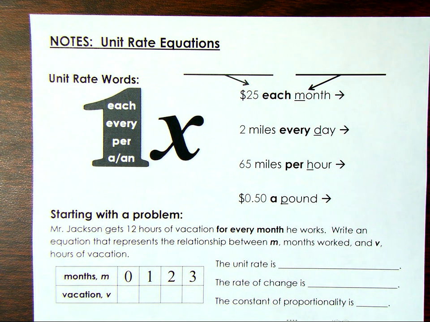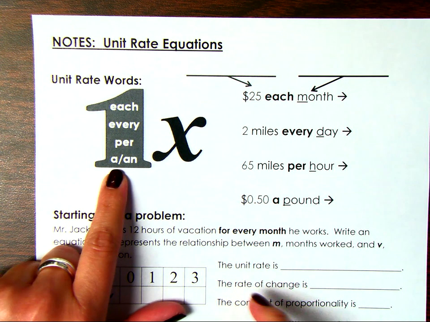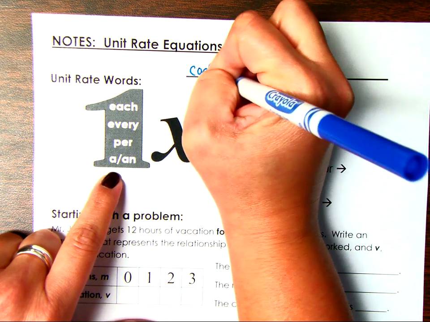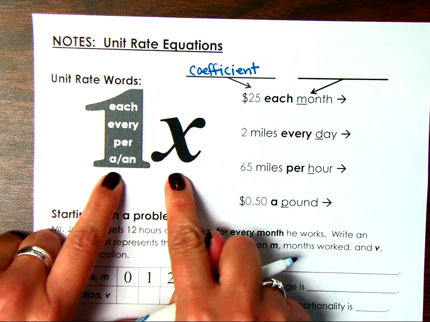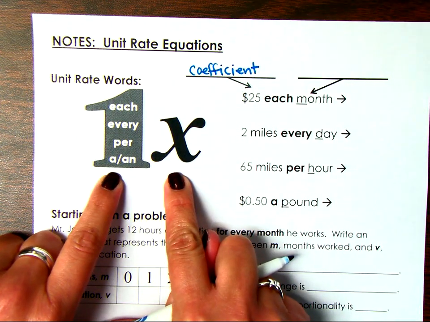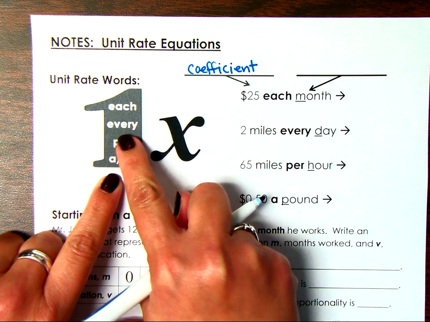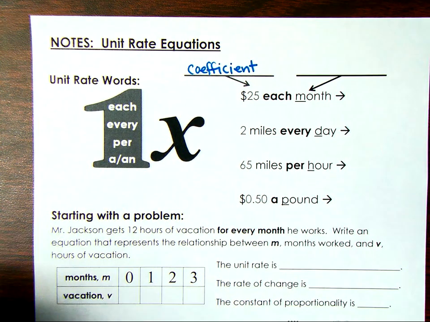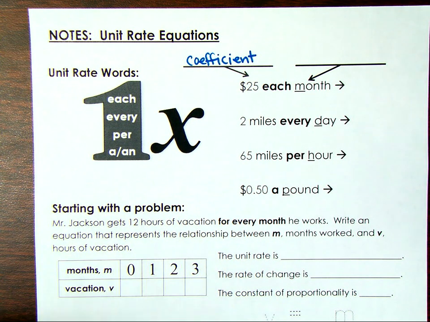If I have a number in front of x, we've been talking about what this is called. In case you forgot, it's called a coefficient. A coefficient can be in front of the letter, and it can also be underneath it if you're dividing. But these unit rate words, each, every, per, a, yes, I said it over and over to help you out, because if you hear those words, that's going to be your number working with your variable, and it's your coefficient.